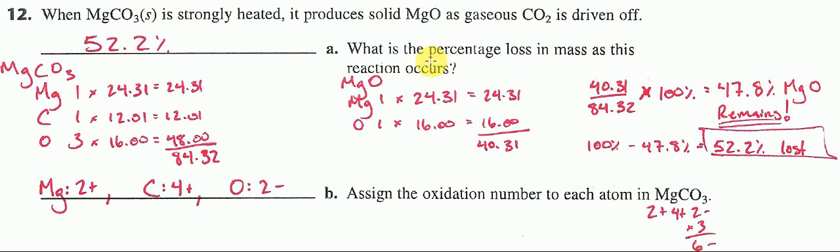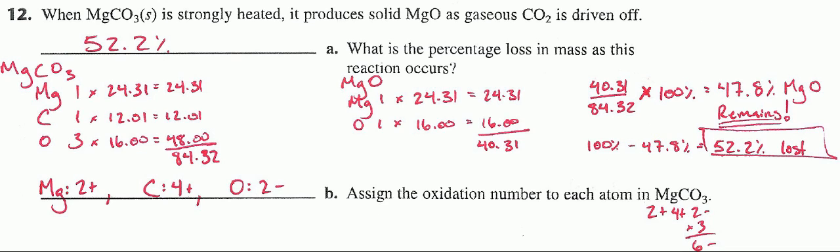But we're not being asked how much remains, we're being asked how much is lost as this CO2 is driven off. And so we simply subtract how much remains from 100% to get 52.2% lost. You could also, if you wanted to, calculate the mass of CO2, because the CO2 is the thing that's being driven off. If you simply replace the mass of magnesium oxide with the mass of carbon dioxide, which would be 44, multiply that by 100%, you also generate 52.2. So 2 different ways of doing part A, both are correct.